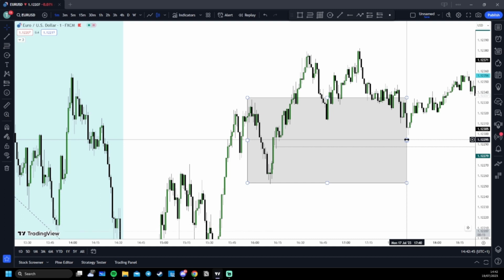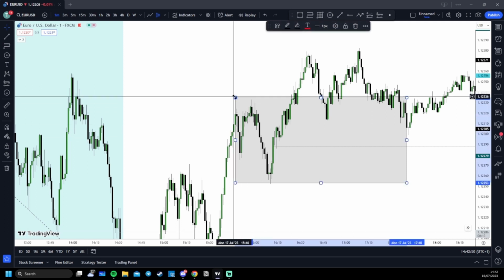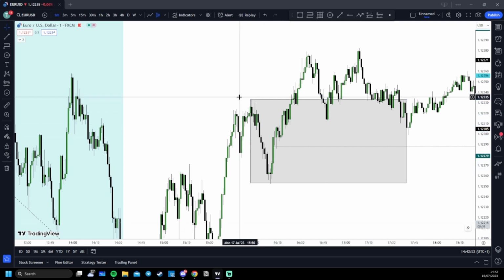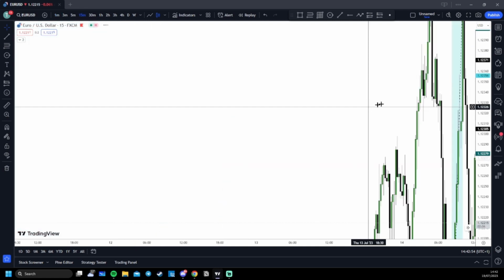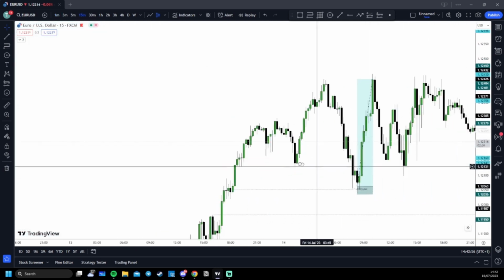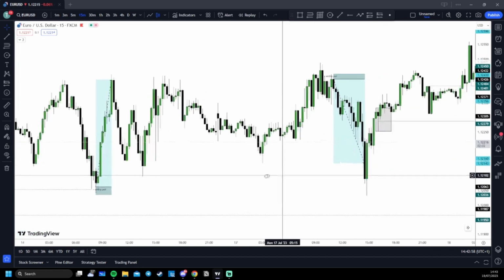So if I'm correct, what you're saying is we're waiting for a break of structure in the 5 minute time frame and then define the order block. Is that correct, or am I missing something?